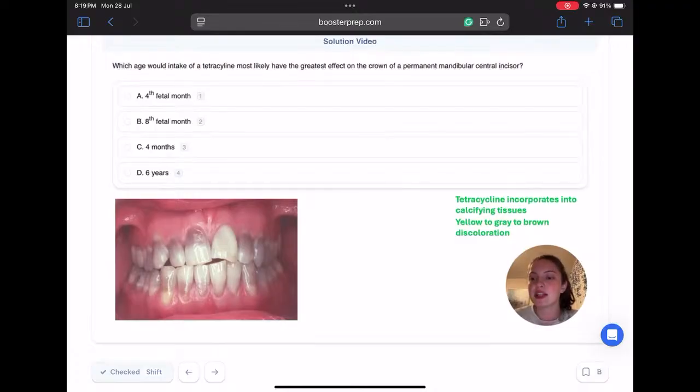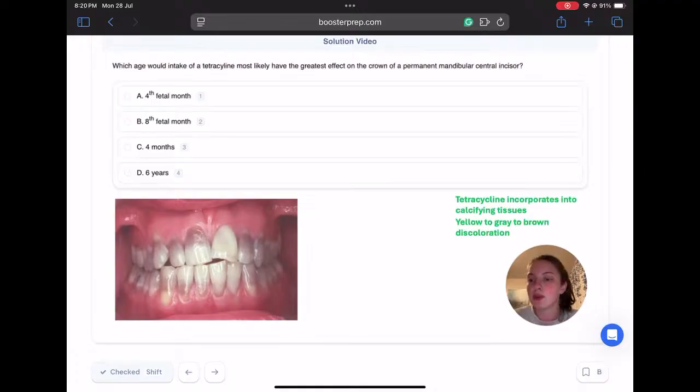Now that we've discussed the effect tetracycline has on the dentition, we know that the correct answer choice for this question has to be when the permanent mandibular central incisor is calcifying. It's important to know different calcification dates specifically for questions like this on the boards, but overall, the primary dentition begins calcification as a fetus, while the calcification of the permanent teeth begins after birth. But even if you don't know exact calcification dates, you should be able to determine what the correct answer choice is for this question if we think logically.